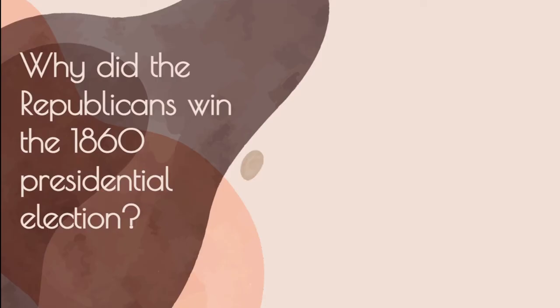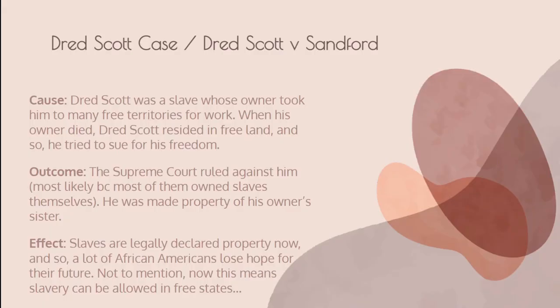So the question we have to ask ourselves is, why did the Republicans win the 1860 presidential election? And part of this is due to the Dred Scott case, or Dred Scott v. Sanford. So Dred Scott was a slave whose owner took him to many free territories for work. When his owner died, Dred Scott resided in free land, so he tried to sue for his freedom. But the outcome was that the Supreme Court ruled against him, most likely because most of them owned slaves themselves, and he was made property of his owner's sister.